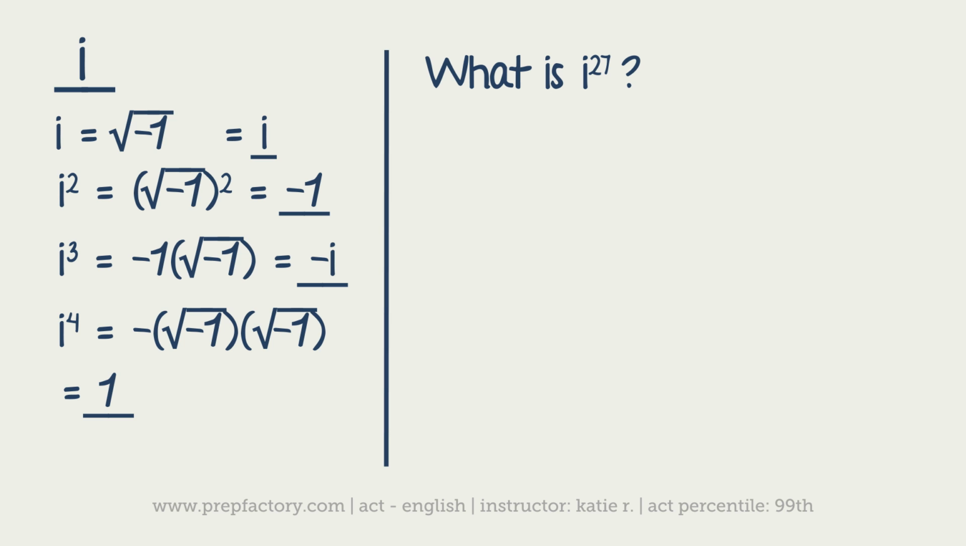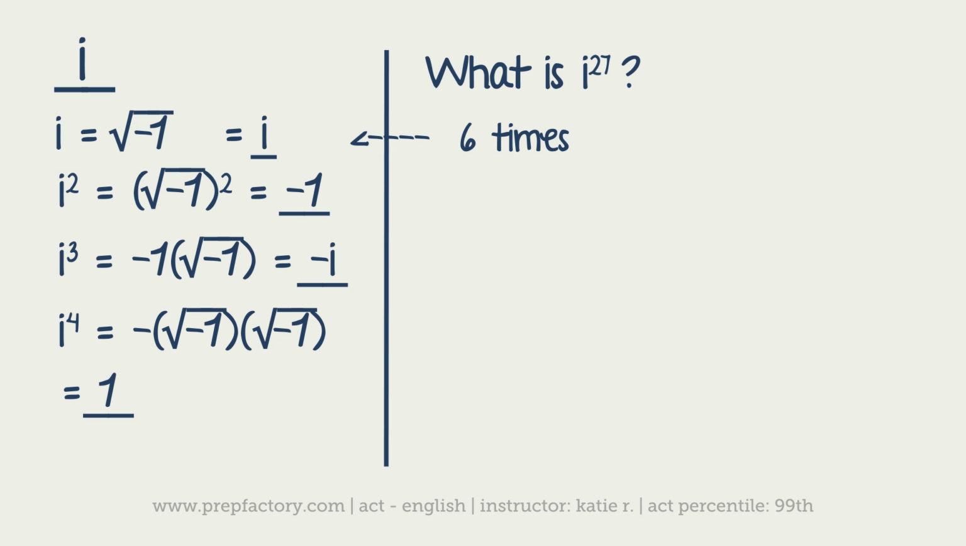For i to the 27th power, you obviously don't want to keep going like I did on the left, but you do want to figure out how many multiples of 4 go into 27. You would note that 24 is the closest number to 27 that's a multiple of 4. So you know that it goes through the cycle 6 times. It goes 1, 2, 3, 4, 5, 6, 7, 8, etc., and then it lands at 24 at the bottom. So i to the 24th is 1.